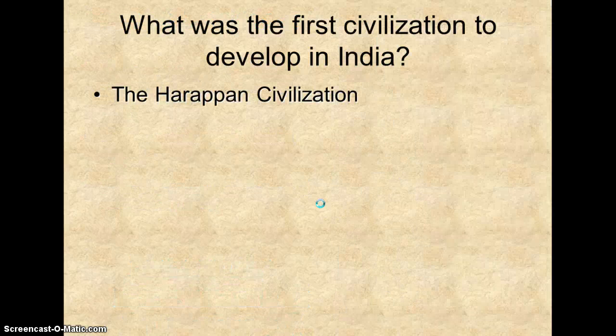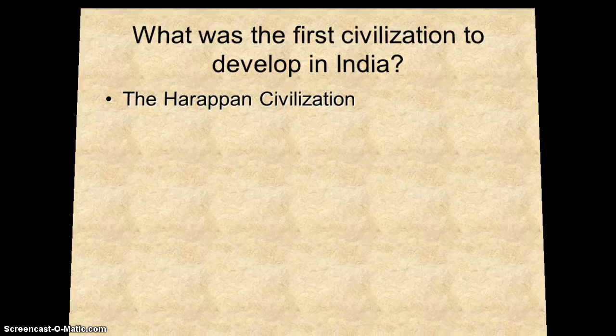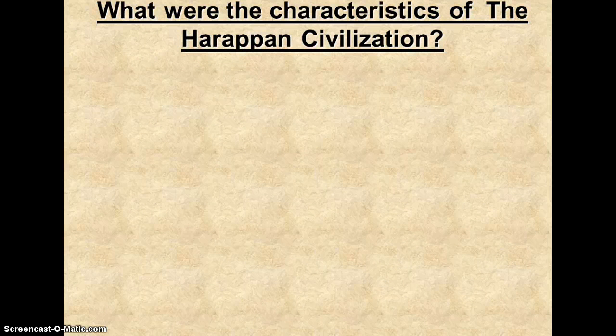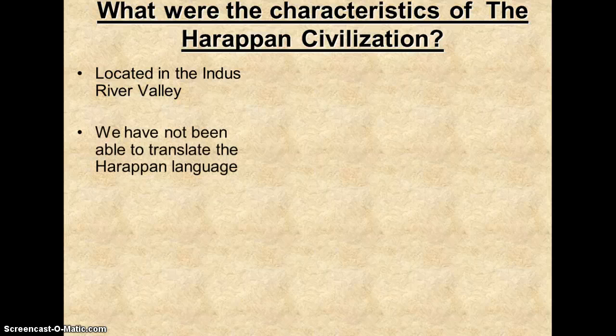So let's look at the first people who lived in these conditions, called the Harappan civilization. So what were the characteristics, or what were they like? They lived on the Indus River. They have two big cities, Mohenjo-Daro and Harappa. That's why they're called the Harappans.